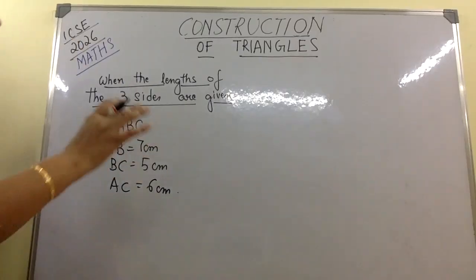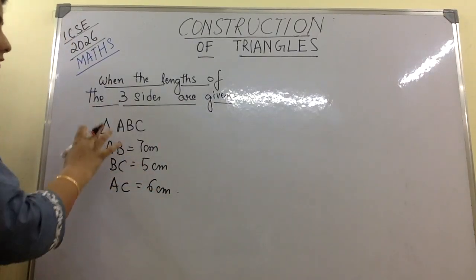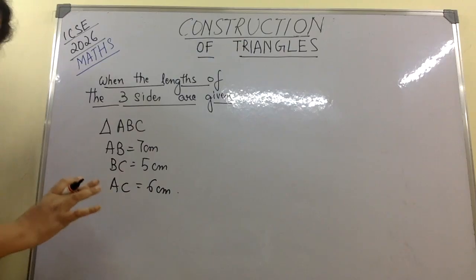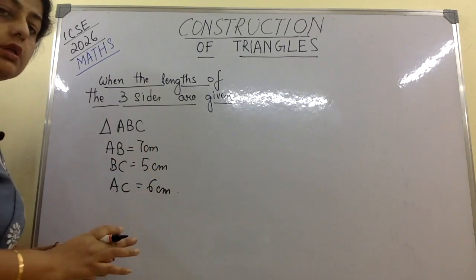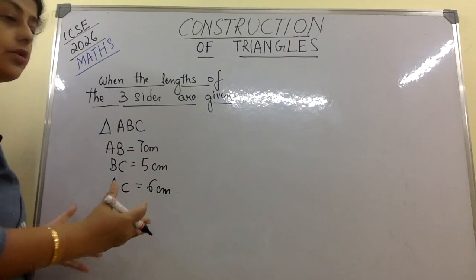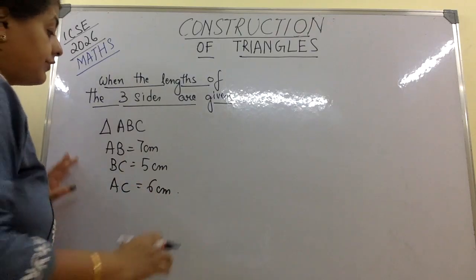Let's see. So here we have a triangle when the lengths of the three sides, you see clearly the lengths of the three sides are given. Generally in your lower classes they tell you to draw a rough figure, but now if you are drawing it for your constructions diagram in ICSE, I don't think you will have time for that.